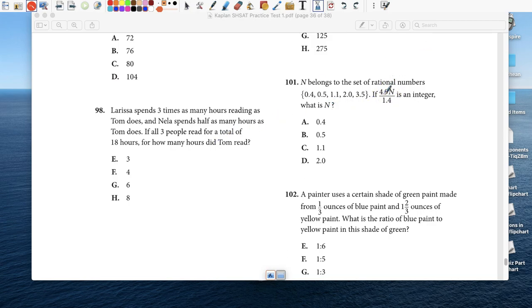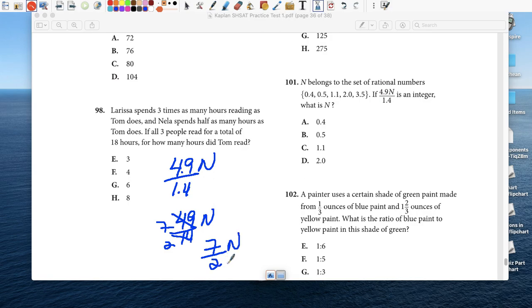Well, can we simplify 4.9 and 1.4? Yeah, we can. Think about it. Why don't we multiply top and bottom by 10? So we get 49 and then 14. And if we now simplify, we can simplify this by 7. We get 7 over 2. So 7 over 2 is the same thing as 3.5.